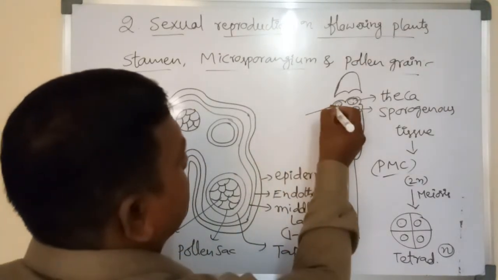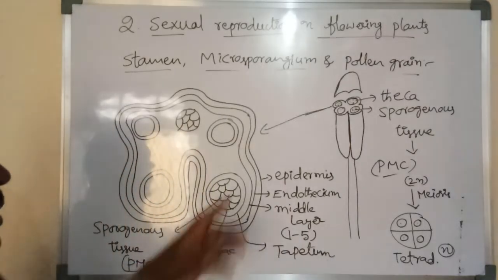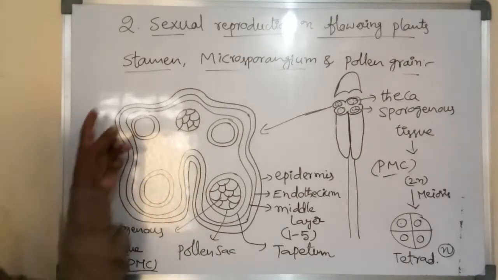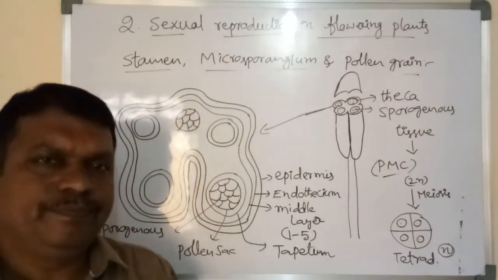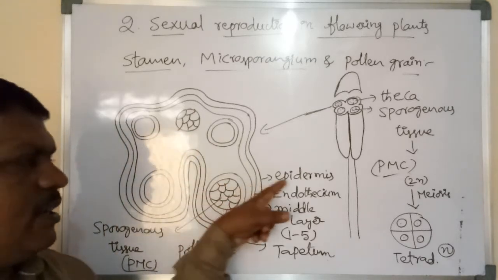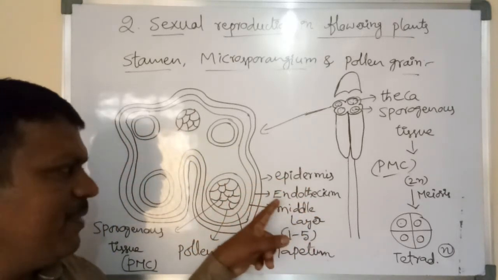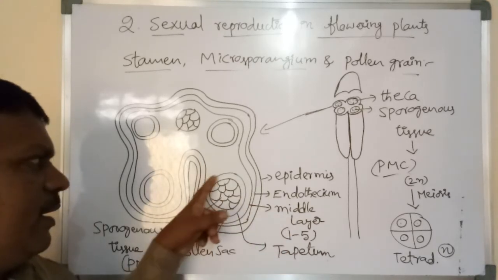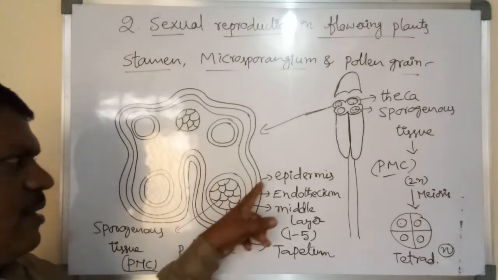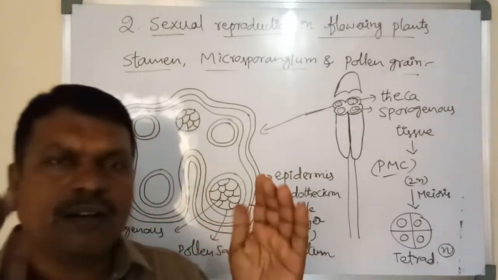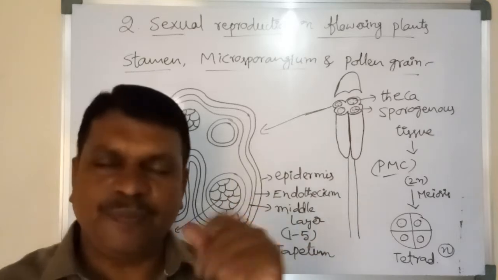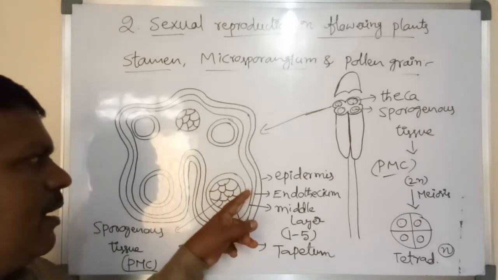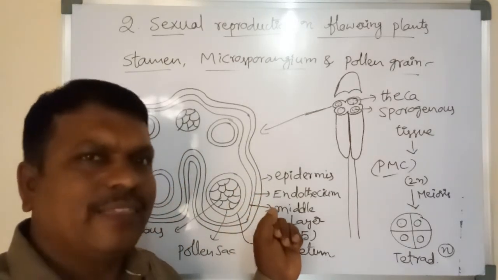Section enlargement. See, look here. The internal structure of young anther I am showing. It looks like a butterfly shape. Outermost layer epidermis, below epidermis endothecium, below endothecium middle layer, below middle layer tapetum. Innermost circle is called pollen sac. First epidermis. In epidermis, all cells are closely packed without intercellular space. The shape of the cell is barrel shape or rectangular shape. It is made up of just one cell thick.